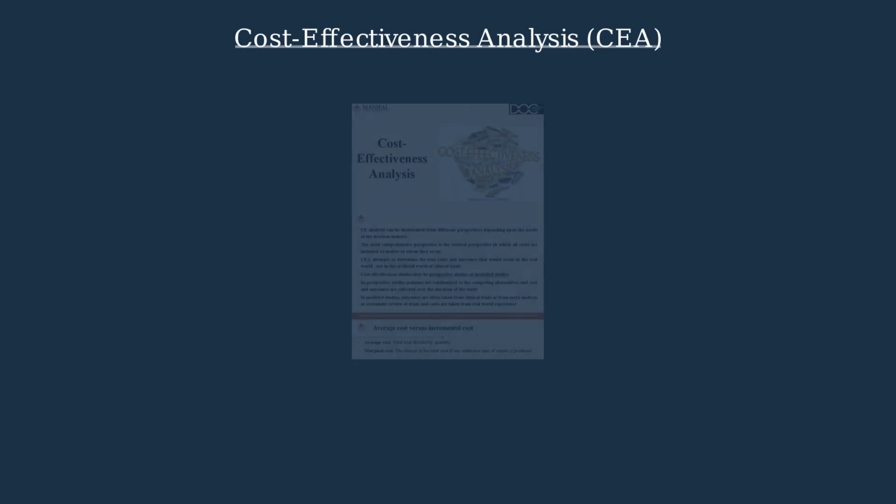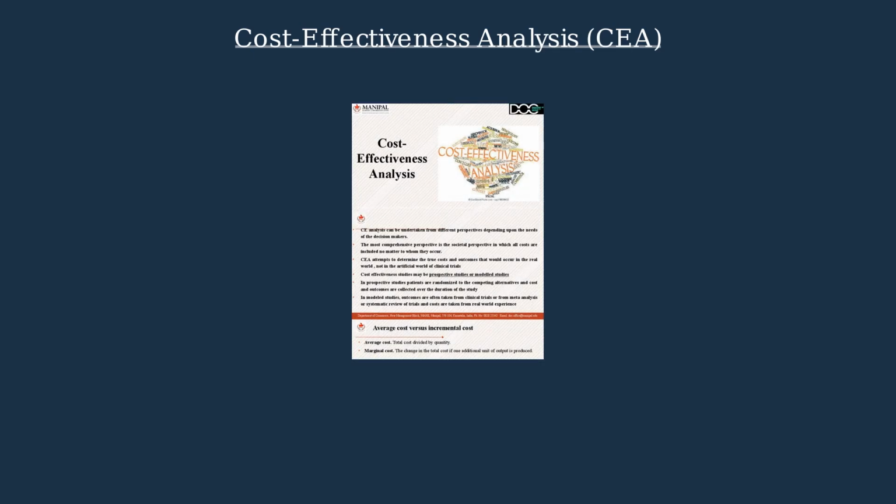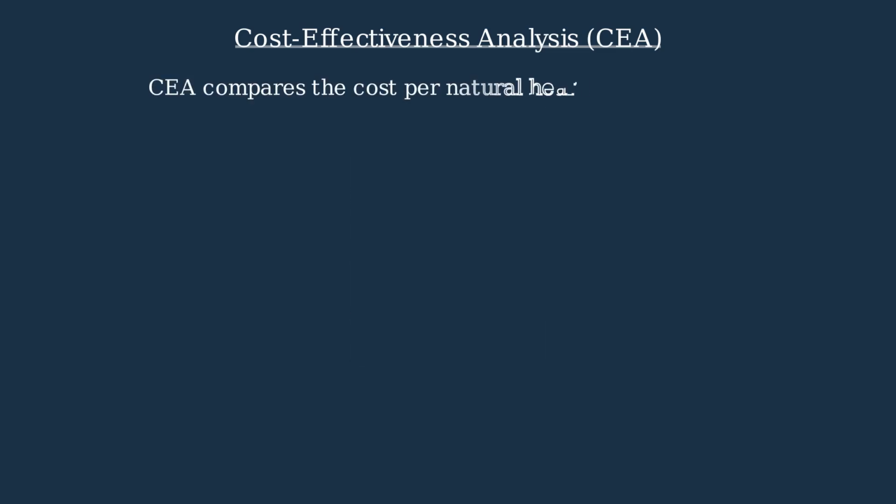Cost-Effectiveness Analysis, or CEA, is a method of economic evaluation that compares the cost per natural health unit. This approach allows us to understand how much we're spending to achieve specific health outcomes. CEA measures the cost required to achieve a specific health outcome, expressed in natural units.